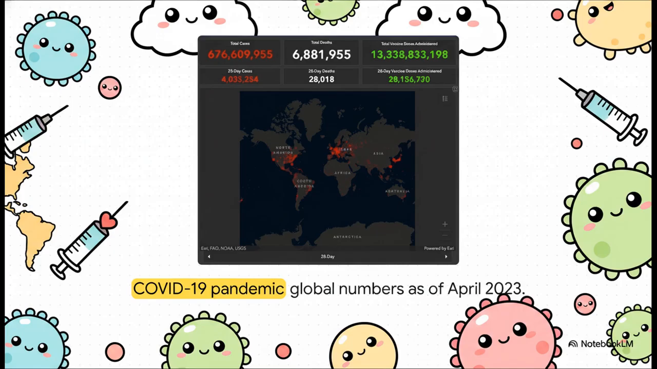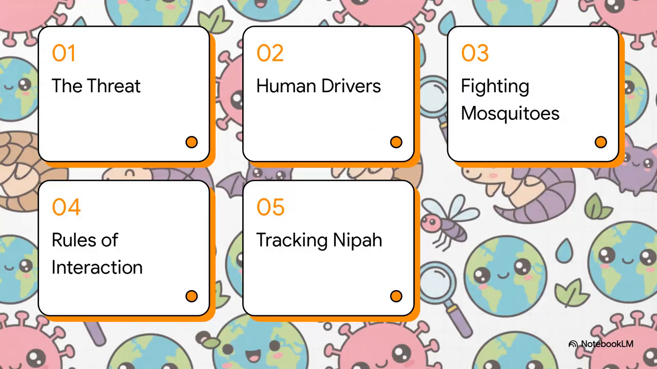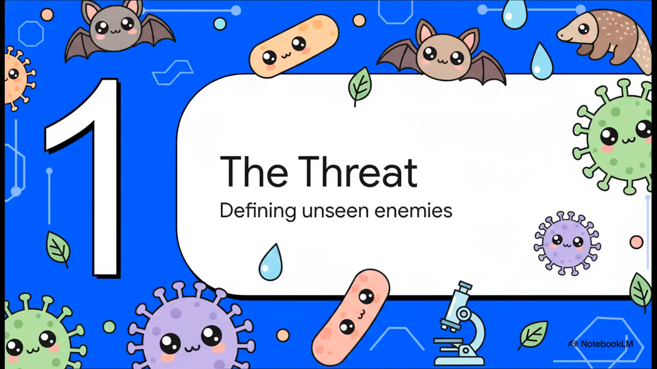Understanding how these viruses emerge in the first place is our crucial first step in preventing the next major global event. So, to do that, here is our roadmap for this explainer. 1. The threat of emerging viruses. 2. Human drivers of spillover. 3. Fighting mosquitoes with tires. 4. 4 rules of viral interaction. And 5. Tracking the Nipah virus. We're going to trace these outbreaks logically, all the way from the environmental causes right down to the microscopic rules of engagement. All right, let's jump straight into part 1, the threat of emerging viruses, defining the unseen enemies.